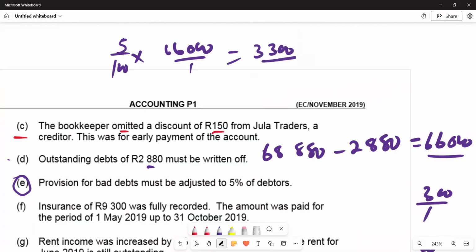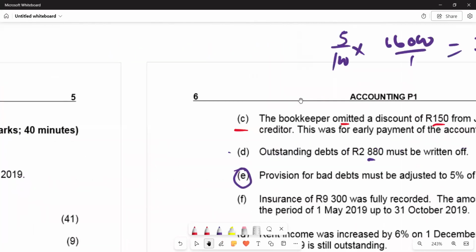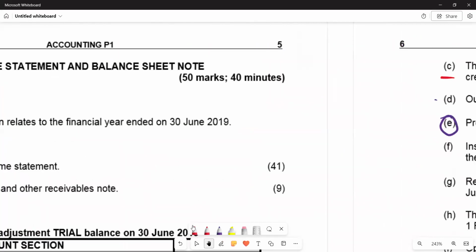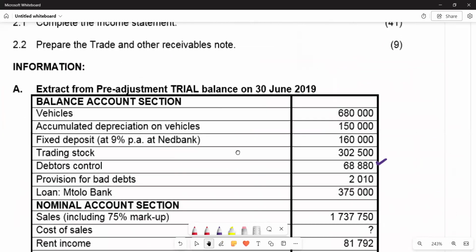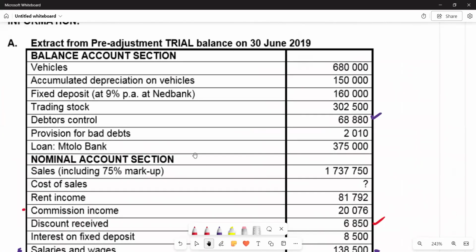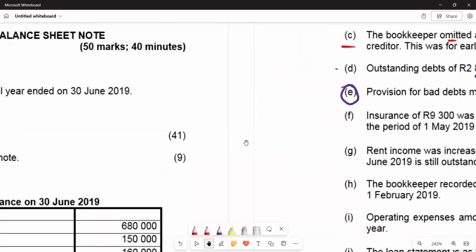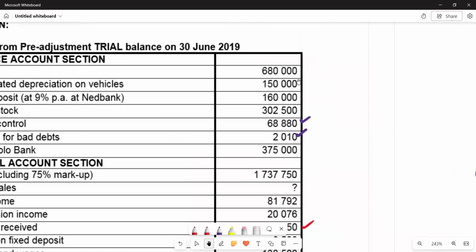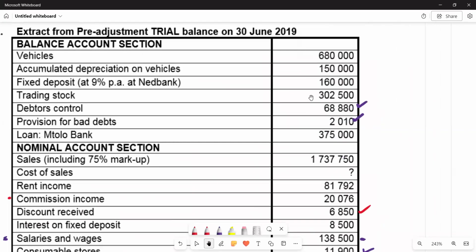3,300. So this is the level of provision for bad debts for the current period. And then we check now where it was for the previous year. We're given it in the list of balances. Provision for bad debts, the previous year it was 2010. We have it here. Provision for bad debts was 2010.